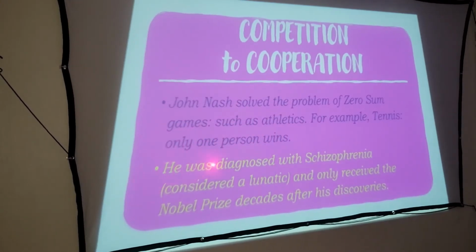And John Nash was diagnosed with schizophrenia, considered a lunatic. That's another way of saying you're schizophrenic, and he only received the Nobel Prize decades after his discoveries. They waited for him to stabilize. Meanwhile, all this while he had been saying he was stable, and then they gave him the Nobel Prize because they never really accepted that he did not have schizophrenia. He was just thinking on a higher level, carrying out experiments on his consciousness.